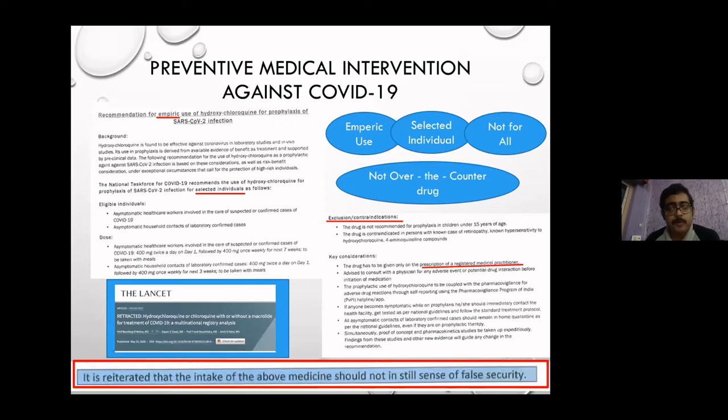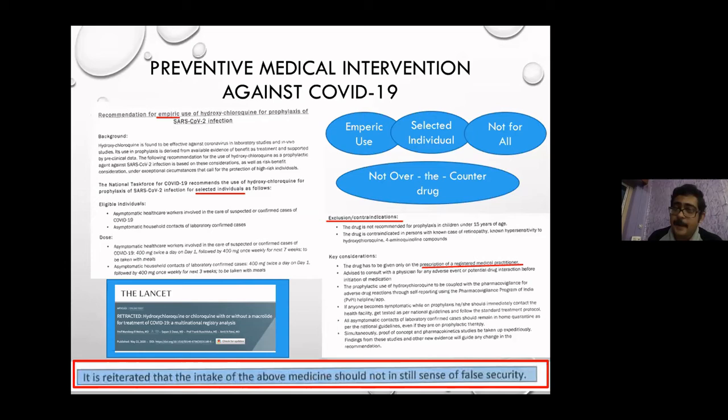So that paper was retracted somehow, but we need to understand the fact that this hydroxychloroquine should not give or instill a sense of false security. So wherever people ask about hydroxychloroquine, please tell them this is not going to give them a 100% foolproof prevention, and this is not at all a complete preventive medicine. This has been given permission by ICMR on an empiric use and should not give or instill a sense that because of hydroxychloroquine, I am safe.